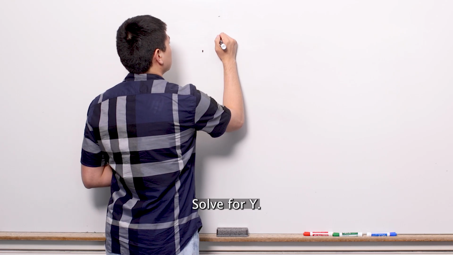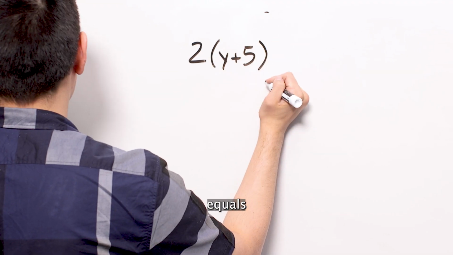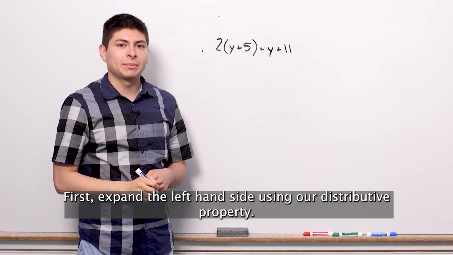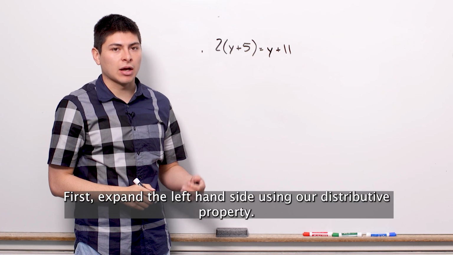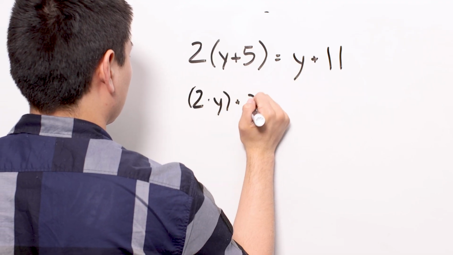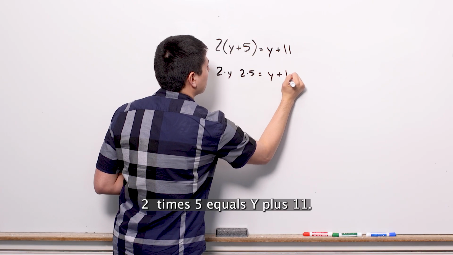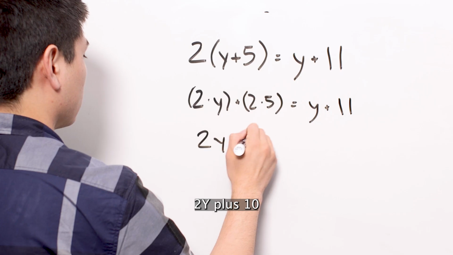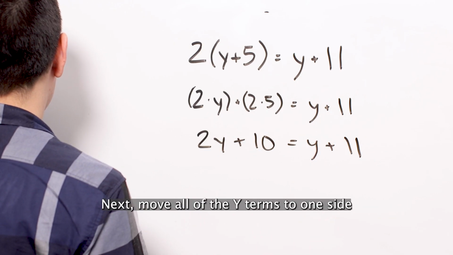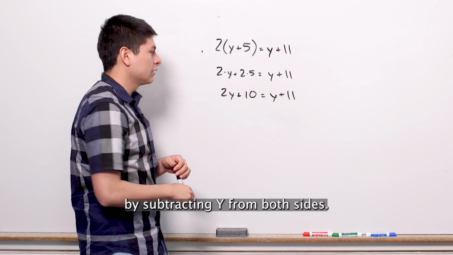Solve for y. 2 times y plus 5 equals y plus 11. First, expand the left-hand side using our distributive property. 2 times y, 2 times 5 equals y plus 11. 2y plus 10 equals y plus 11. Next, move all of the y terms to one side by subtracting y from both sides.